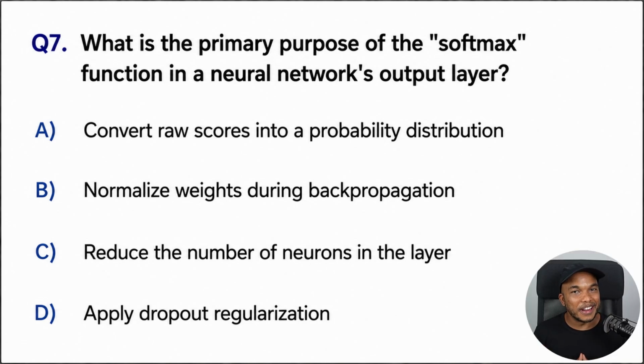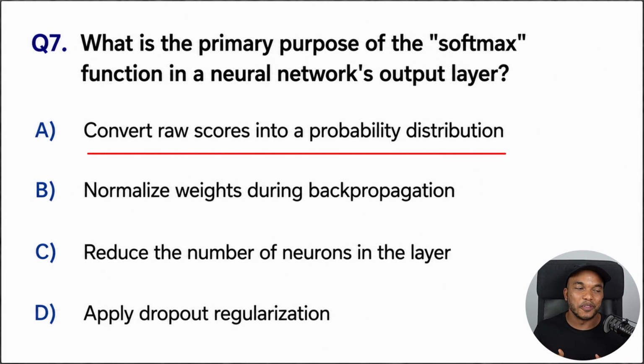And the answer here is going to be A, converting raw scores into a probability distribution. Now, the reason why the softmax function is so important is because when you have a neural network that has finished its calculations, maybe for a particular kind of task, it's going to end up with a bunch of raw scores, each one representing a possible answer. Now, the problem here is that these scores can be any kind of number. It could be negative, it could be positive, and sometimes they may not even add up to anything meaningful.